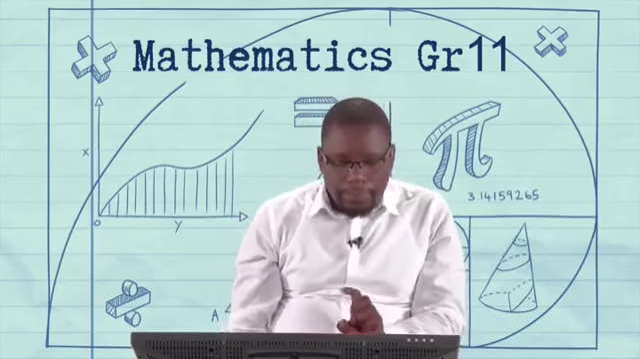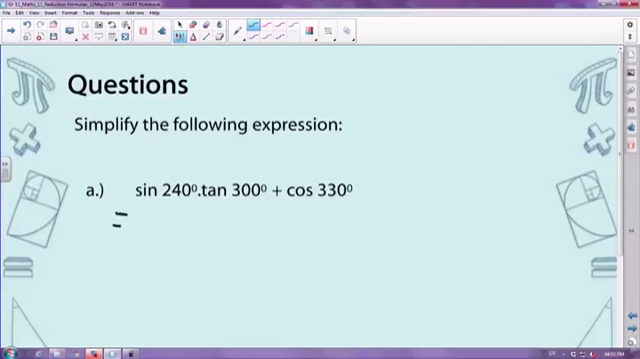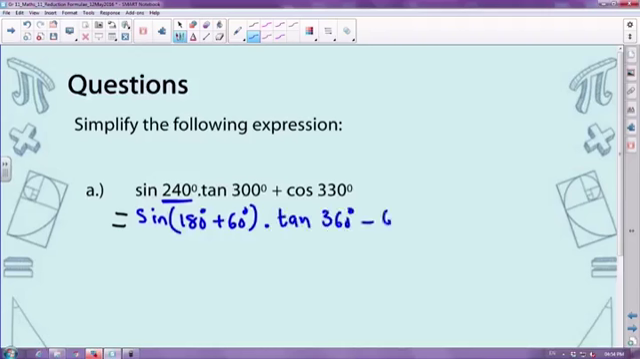All right, guys, let's check if we are doing the right thing. You have sine of 240. Reduce this to an acute angle. You will have your sine of 180 degrees plus 60, okay? Multiply by the tan of 360 degrees minus 60, right? Multiply by, now that's actually a plus, cos of 360 degrees minus 30.